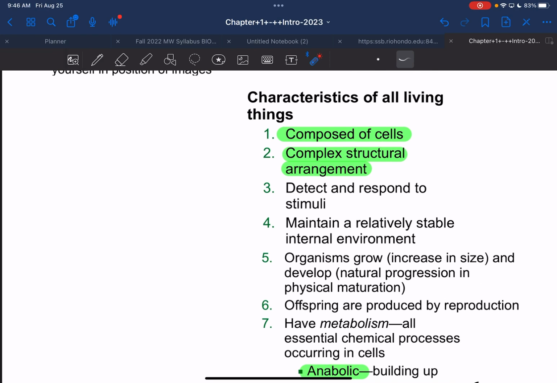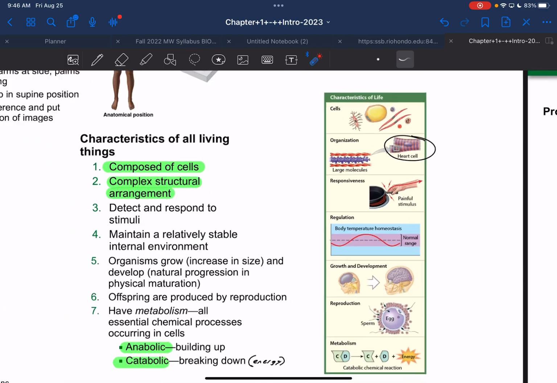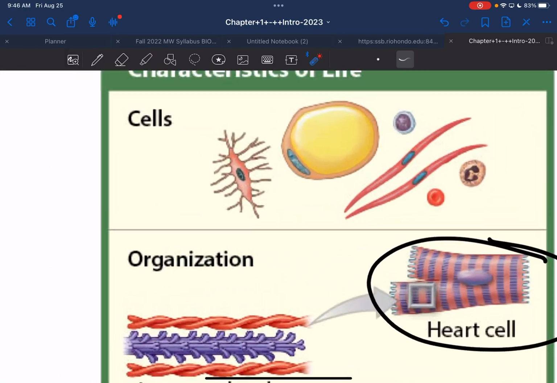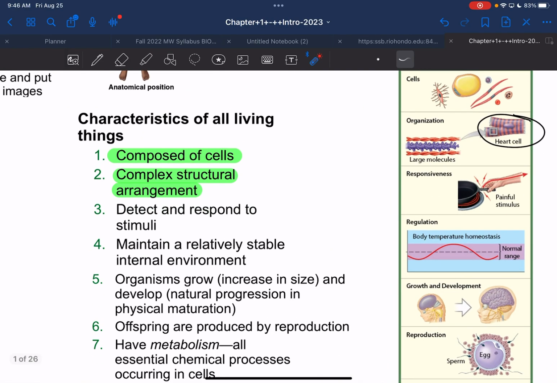Some things to learn are the characteristics of life. A lot of these you're going to be able to connect with things in your day-to-day life. One that we just discussed is being composed of cells. We're made up of a bunch of different little Lego pieces, a bunch of different cells. That's what this picture corresponds to.